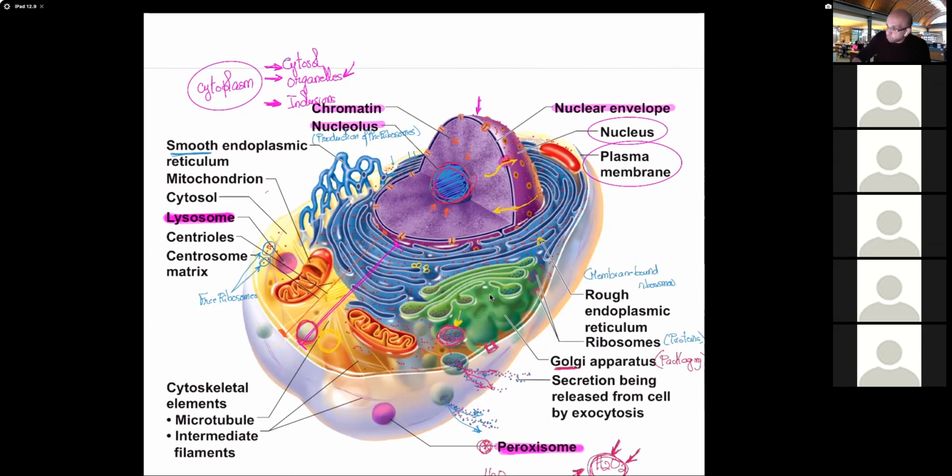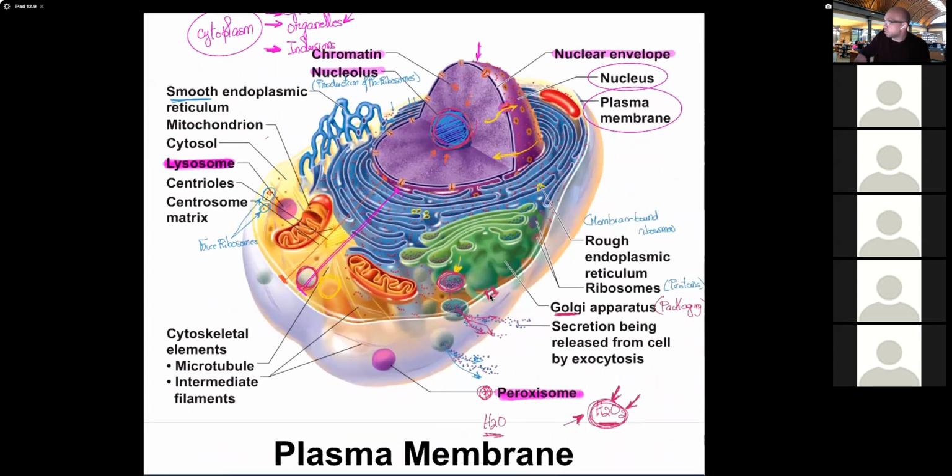Two examples here of proteins that will be stored in vesicles inside the cell are the lysosomes. Lysosomes contain hydrolytic enzymes, like the peroxisomes, which contain the oxidative enzymes, which are necessary to get rid of the superoxide molecules resulting from the metabolic reactions.